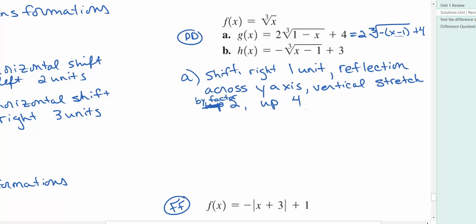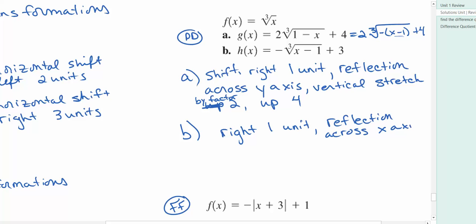Okay, on B, the minus means we're going to go right 1 unit. The negative on the outside of the operation is going to be a reflection across the x-axis. And then the plus 3 is going to be a shift up 3 units. You always do your shifts up and down as the last thing that you say.